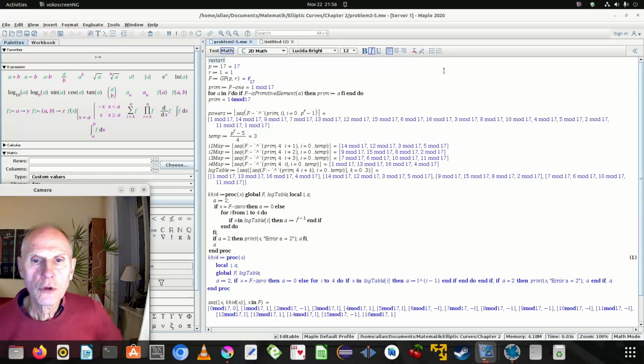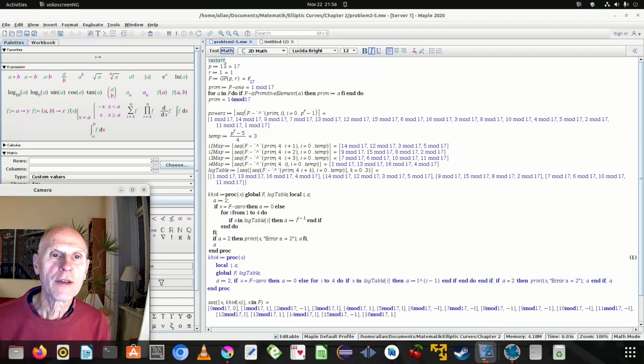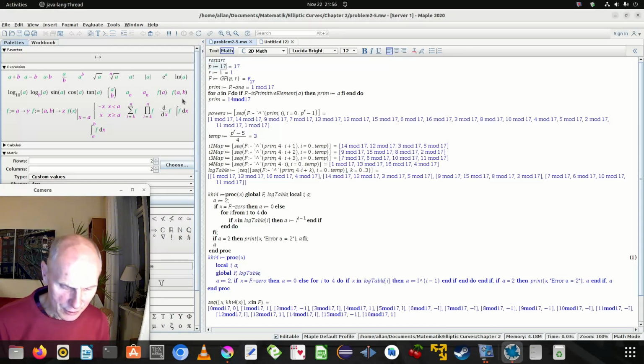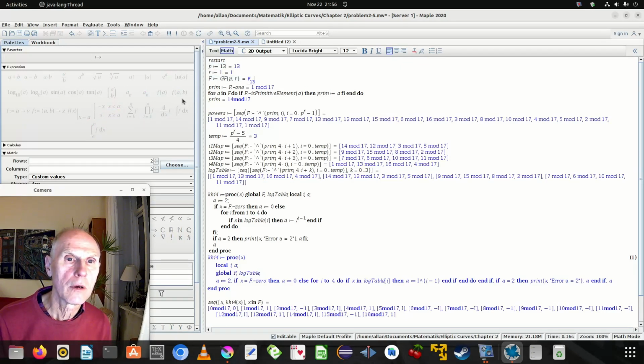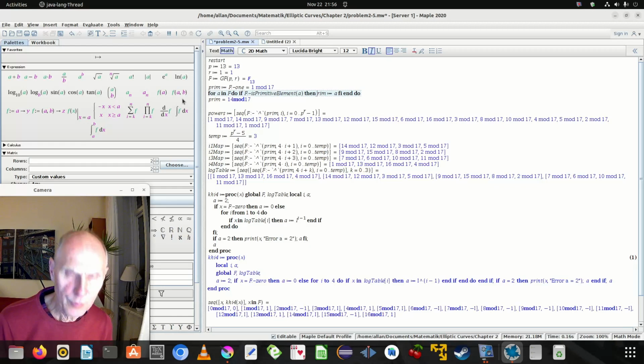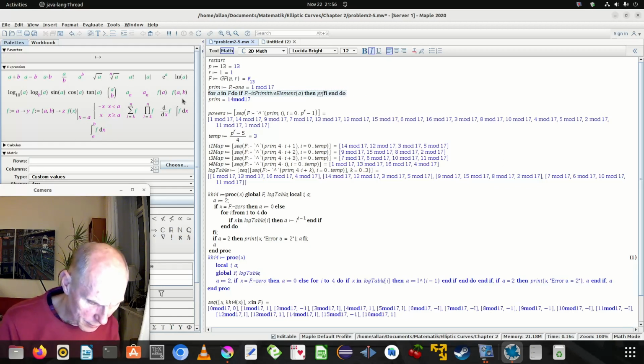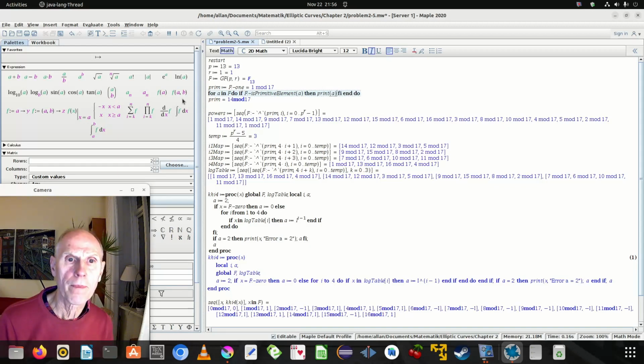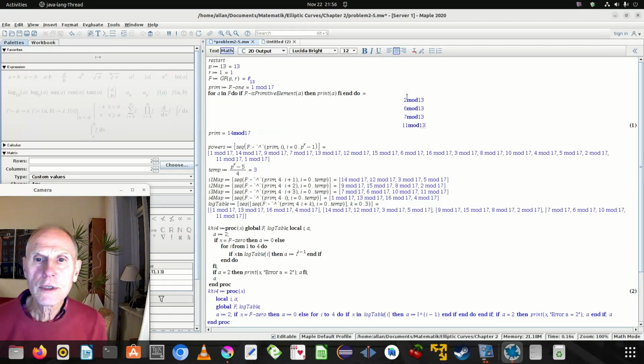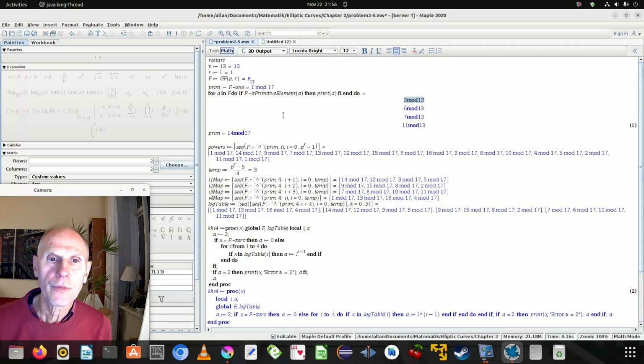Well, Maple had frozen, so I had to reboot the computer. I think we should let Maple find the generator instead of me doing it. And then when it finds a primitive element, it just prints it. So 2 is actually a primitive element. That's nice.